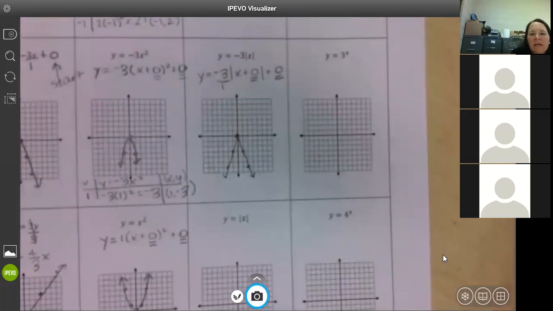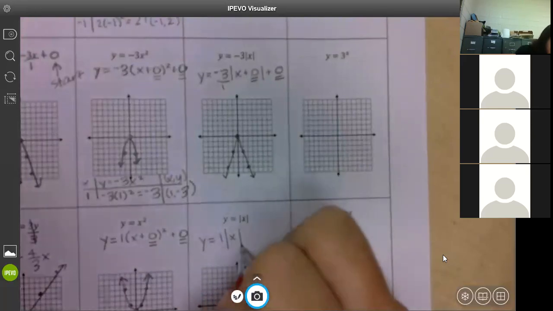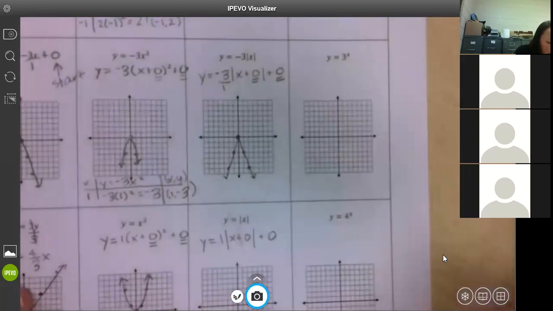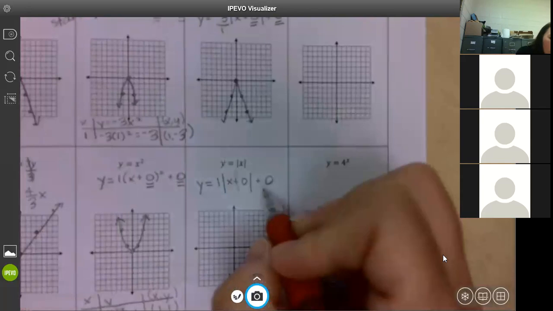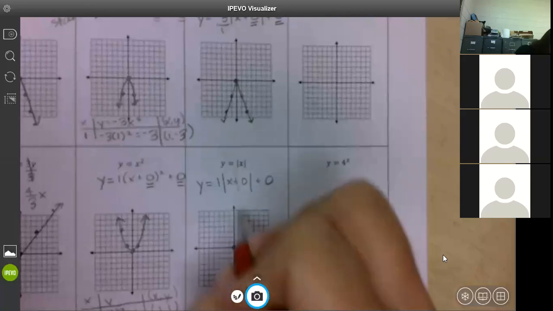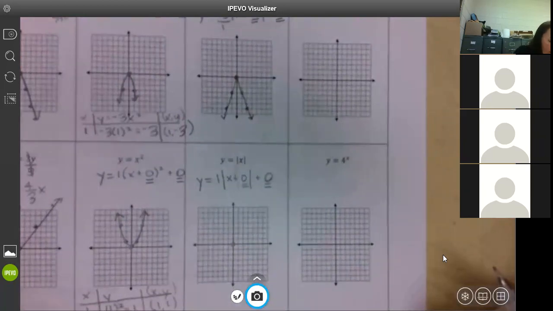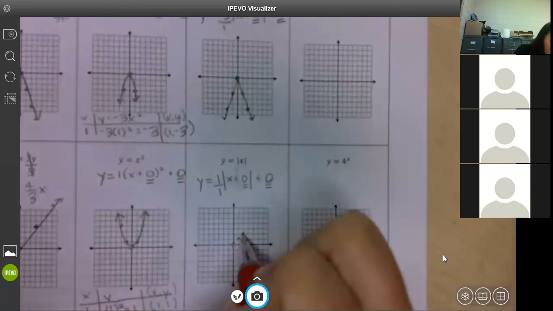And then we have one more of these, and it's absolute value of just X. What goes outside? 1. Absolute value of X, plus 0, plus 0. Where is our first coordinate? 0, 0. Perfect. And then how do we move? Up 1, right 1. Our slope is 1 over 1, so up 1 over 1.